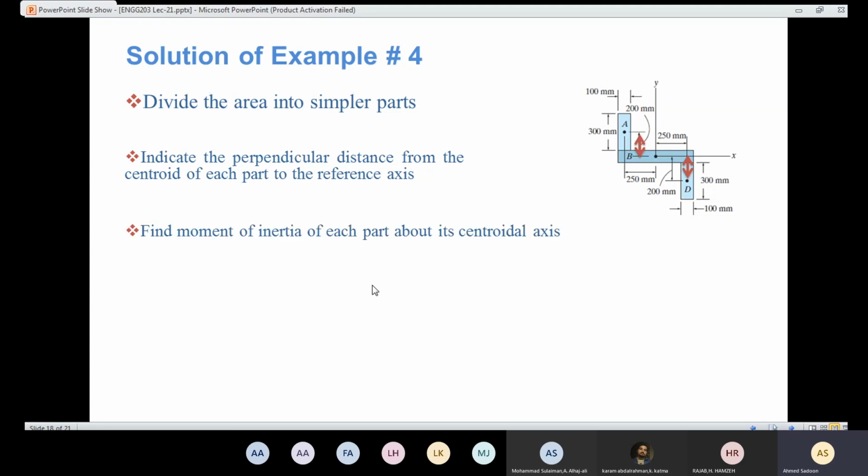Then we need to find the moment of inertia of each part. Since we have rectangles already, we are going to use only this formula here. Ix is going to be 1/12 b h to the power 3. So remember that we have a little difference between Ix and Iy. If it's Ix, then the perpendicular dimension is h, and h is going to be cubed. If it's about y, this time the perpendicular dimension is going to be b, and this time b is going to be cubed. So we need to take care of that point here.